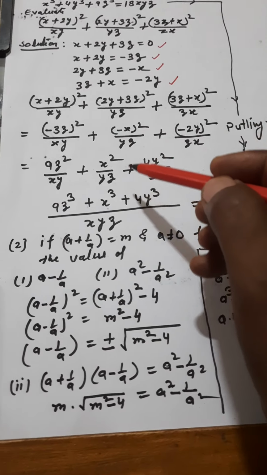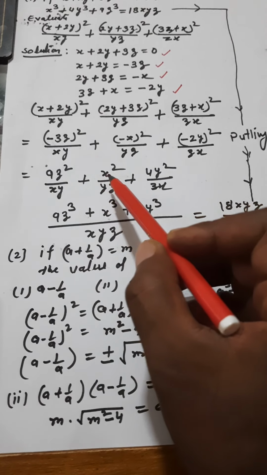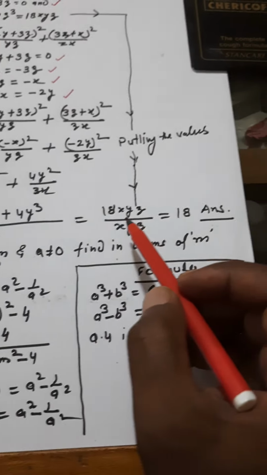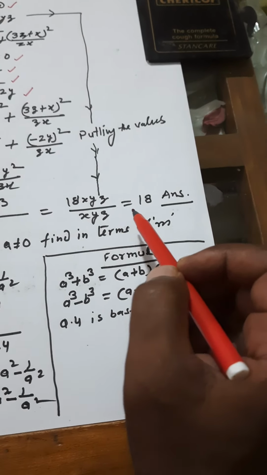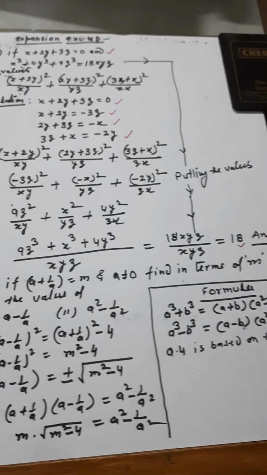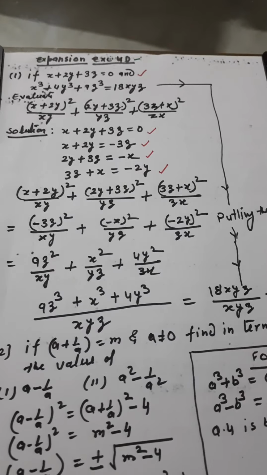So after putting the values here, we are getting 9z²/x² + 4y²... You are taking LCM xyz. It is coming 18xyz upon xyz, which is equal to 18. So this is the answer. This is the way you have to solve the questions.